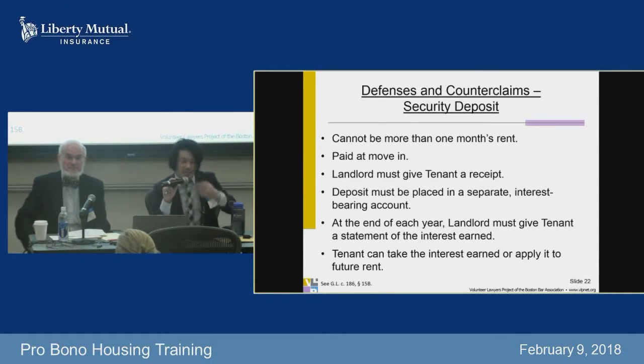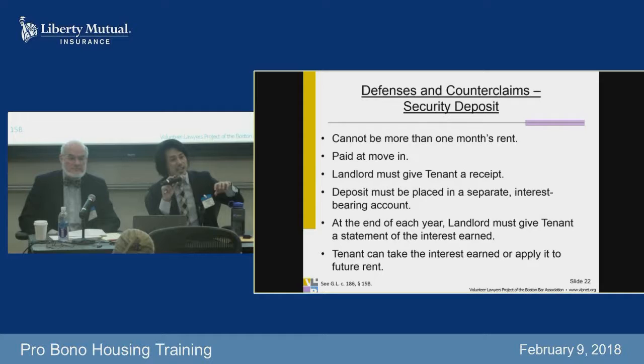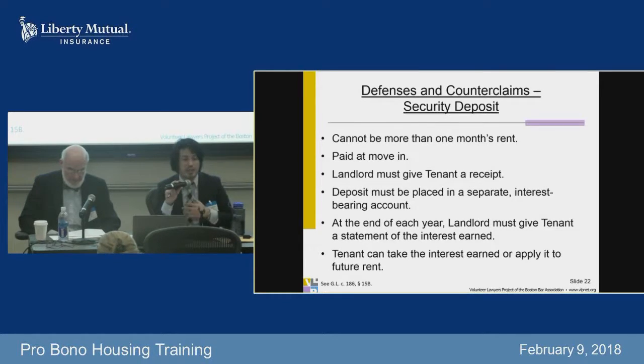So the basics of the security deposit are that it cannot be more than 1 month's rent. It's paid at move-in. The landlord has to give a receipt that they received the security deposit. The deposit has to be placed in a separate interest-bearing account. At the end of each year, the landlord has to give a statement of the interest earned, and then the tenant can either take that interest as a payment, or they can apply that to future rent.